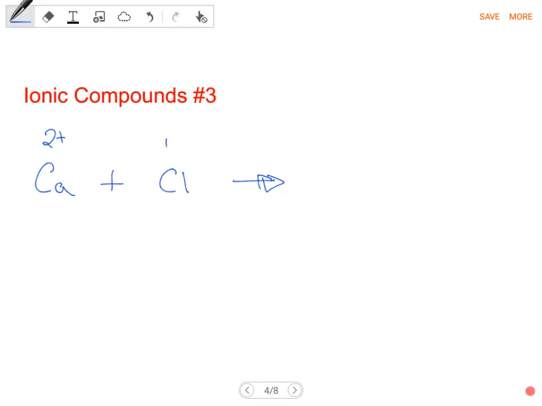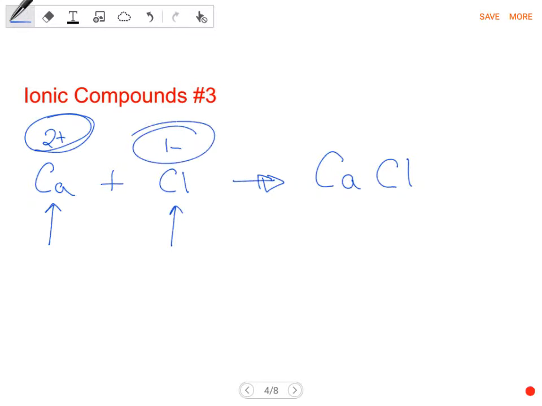Chlorine has a charge of 1-. Now they're going to come together. Let's put CaCl. Now, the charges have to balance here, gang. If you look, I have 2 positive right here. I'm out of whack. So which one do I need more of? Well, if I have 2 positives, I better have 2 of these negatives. So you put a 2 right here.